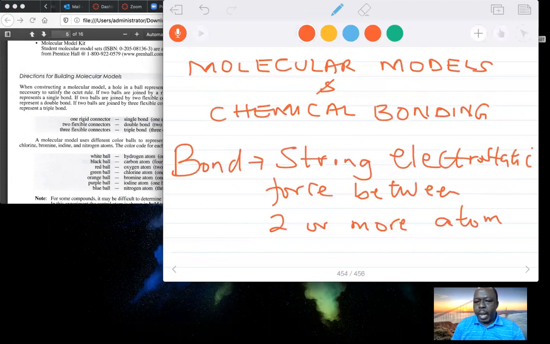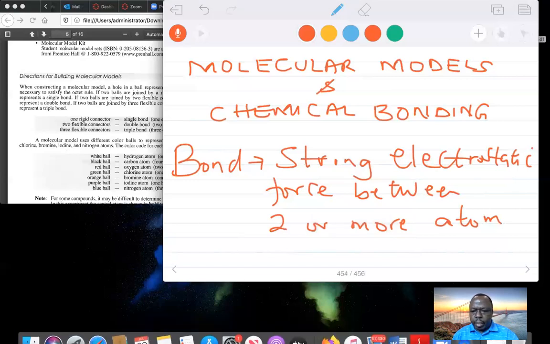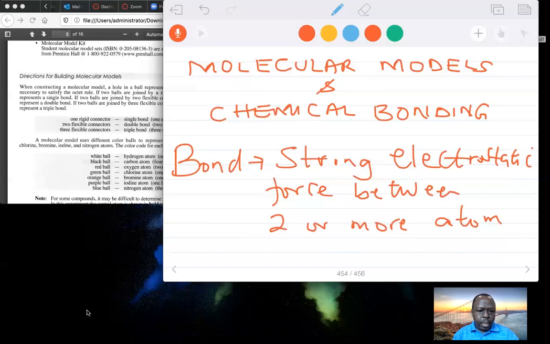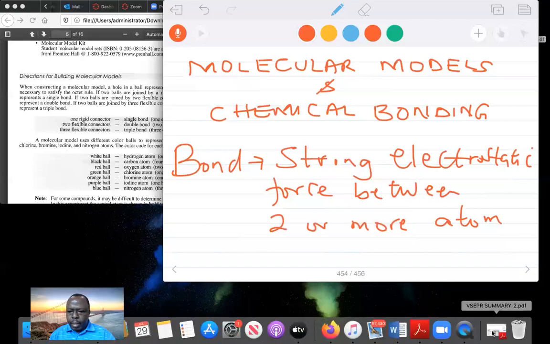So if we were to come in the lab, we were to make models of molecules and draw them according to how they look. But in the absence of models in your home or wherever you are, I eliminated in the data sheet the section where you had to make the models.